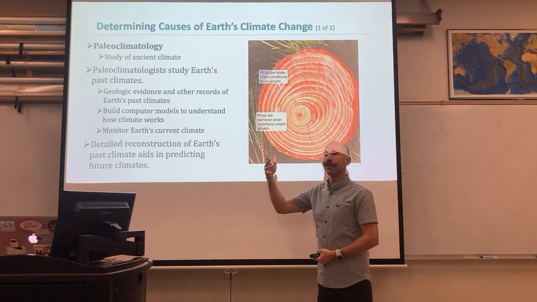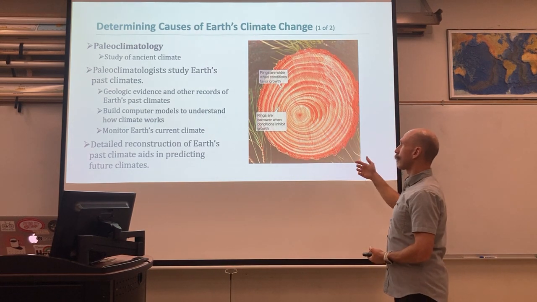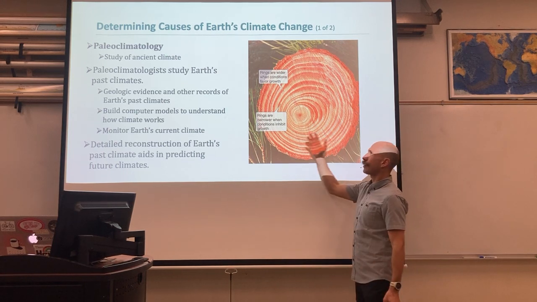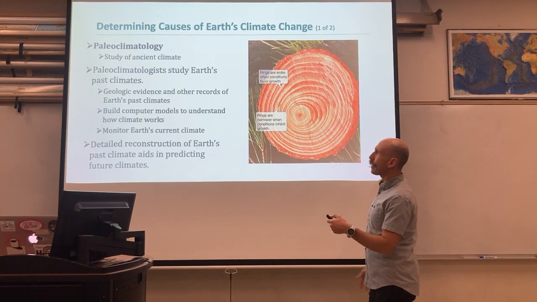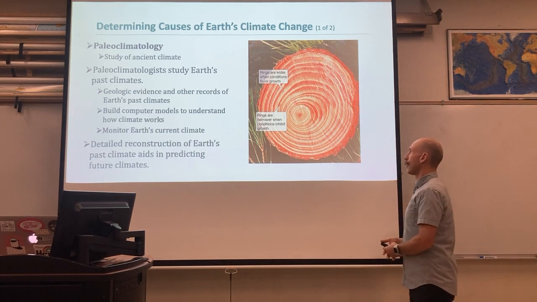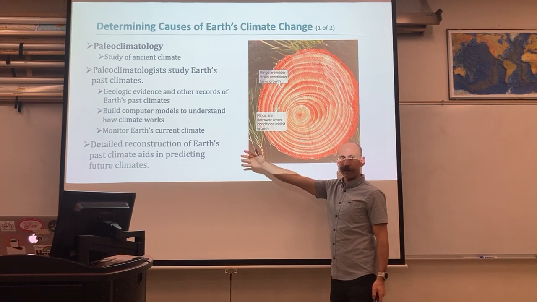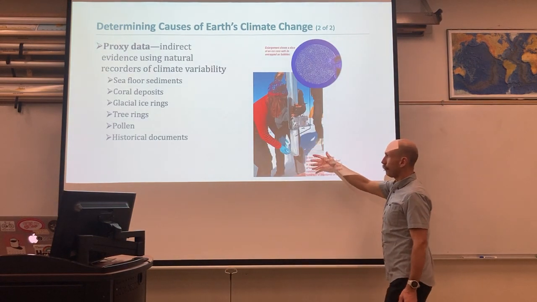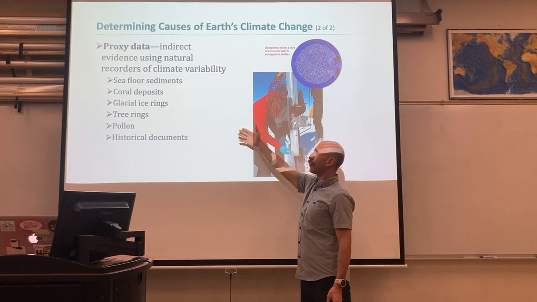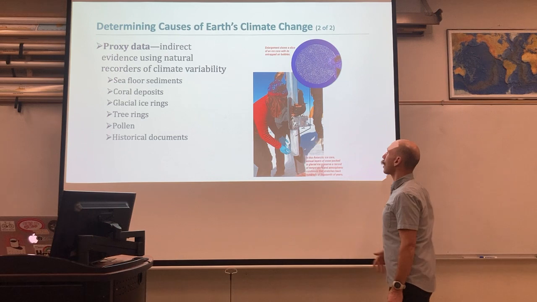That graph I just showed you is looking at the paleoclimate data. This practice of paleoclimatology is how we study Earth's past climates. Paleo means ancient, or old. Climatology is the study of climates. So we're using things like tree rings, ice cores, bee pollen, glacial ice rings, deposits of coral, seafloor sediments.